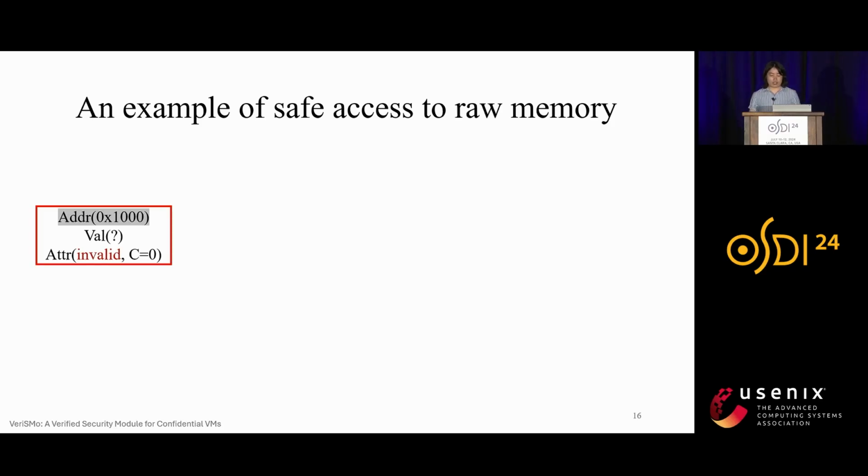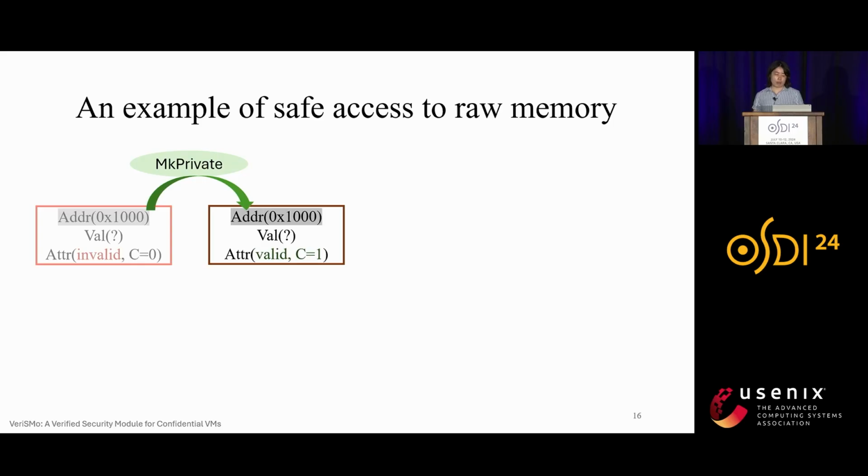So with the tracked states, we only need to ensure that we have a correct transition of the memory states, and also that we use the memory states in a correct way. Here, I will give you an example of how we safely access the raw memory. Initially, we have the memory in its initial state. It's invalidated and not encrypted, and its content is unknown.